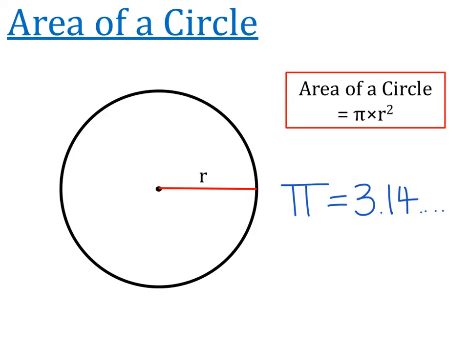Remember, the radius is the distance from the center of the circle to the outside of the circle. Okay, the radius only goes halfway. If we're looking for a diameter, that is the one that goes all the way from one side to the other. All right, let's start these questions.